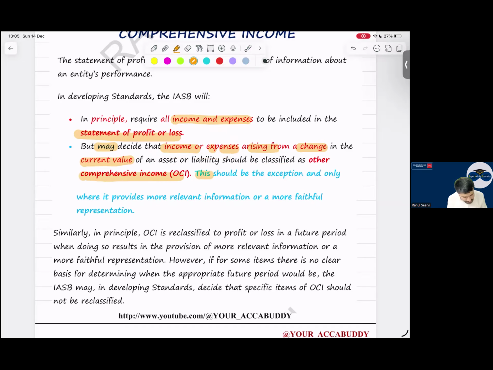Now, when should we take it to OCI? When, as an accountant, you believe that if we record this in OCI it will provide relevant information and faithful representation.